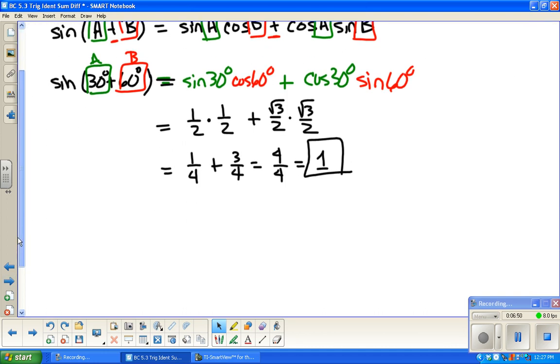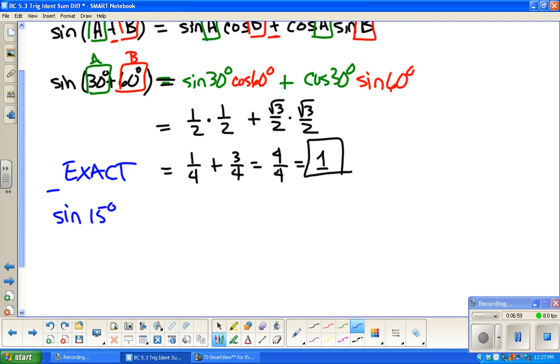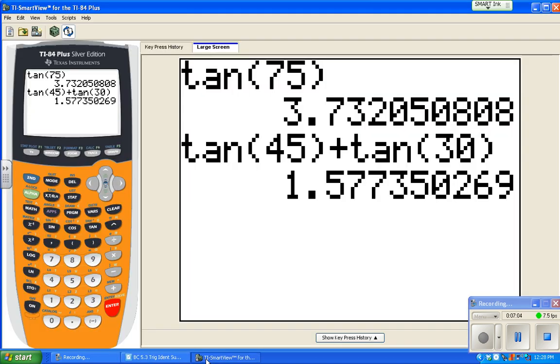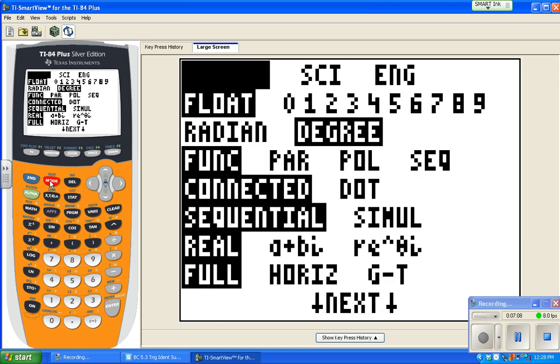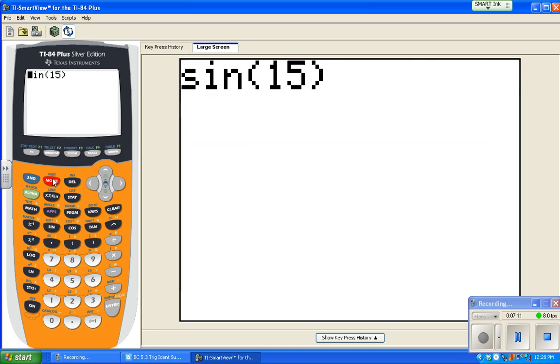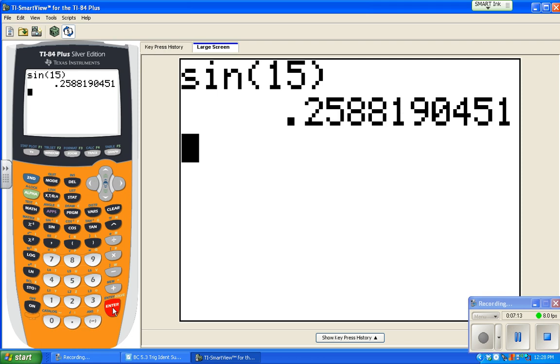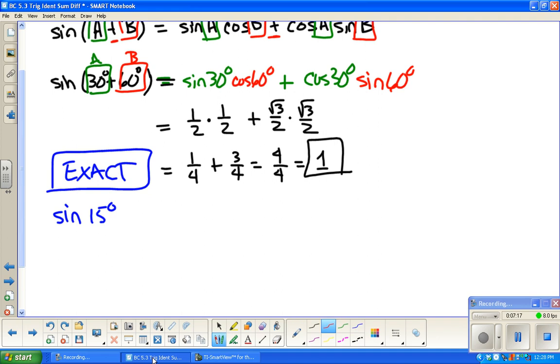Well, what if instead we were going to do the sine of 15 degrees, and I want to know this exactly? I could go to my calculator. Sine of 15, check that I'm in degree mode, and I hit enter, and it's 0.2588. That's not looking so exact. I'm just going to make a quick note here, 0.2588, so when we're done we can do a little checkage.